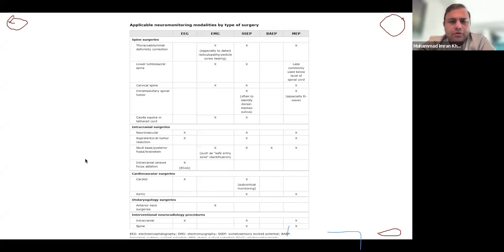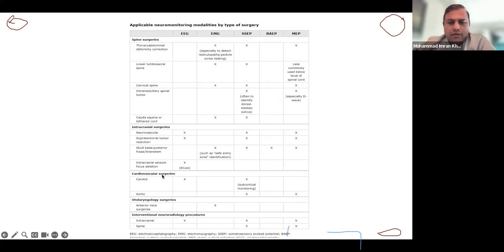Then your skull-based or posterior fossa, this is what we are doing today. You need an EMG so that you have a safe entry zone for entry. And then your SSEP, BAEP, and MEP are required for your posterior fossa tumors. If you have an intracranial seizure focus ablation, then you need your EEG for that.